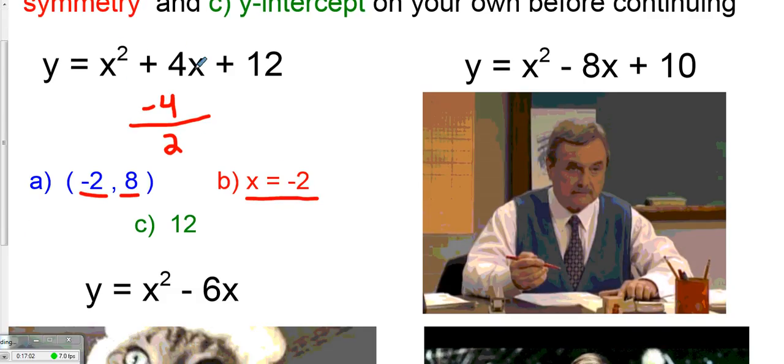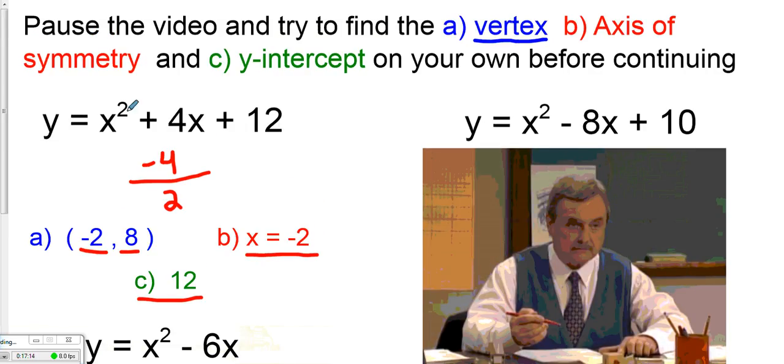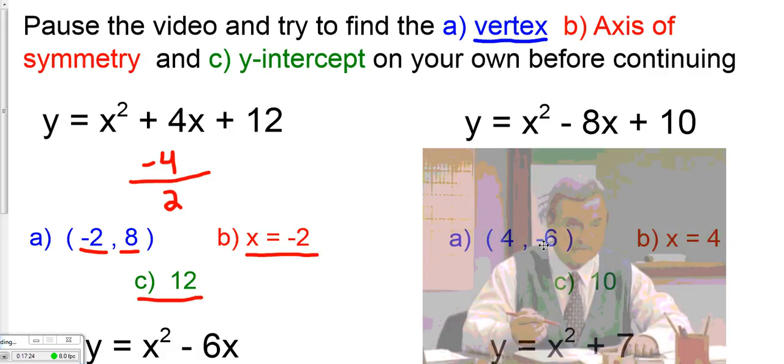If I plug in zeros here and here, these pieces will cancel out, and I will only have 12 left. So my y-intercept is simply 12. If you haven't caught on now, the trick is your y-intercept is always just this last piece. If this is given in standard form, this last piece is your y-intercept. So let's see what happens on this one.